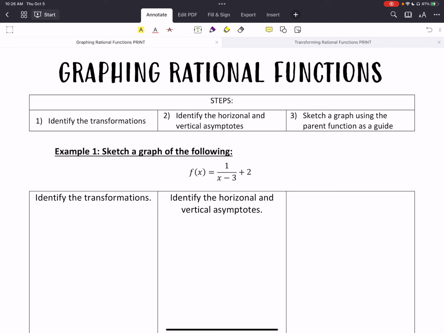All right, guys, now we're going to talk about graphing rational functions. So you just learned how to identify the transformations and asymptotes. So to graph them, all we're going to do is sketch both things on a graph and use your parent function as a guide. So just to remember, our parent function looks like this. So it's a little whoop whoop, right?